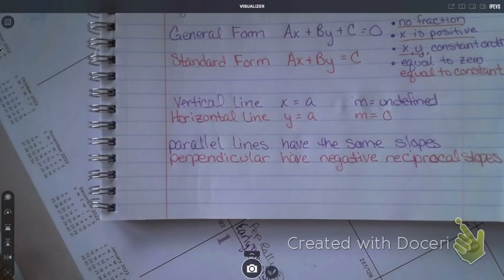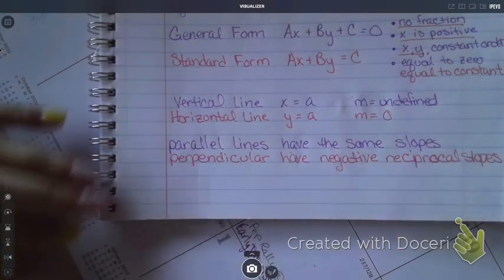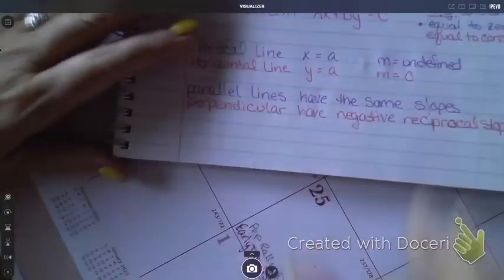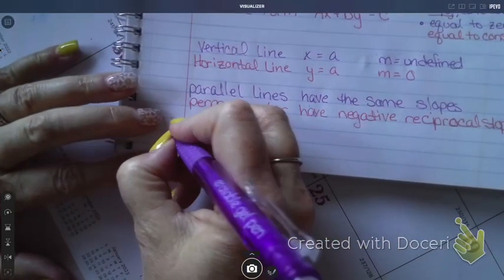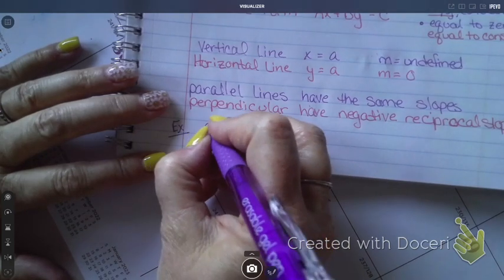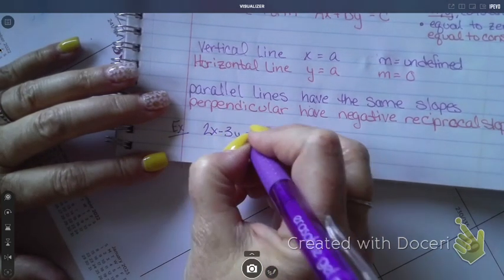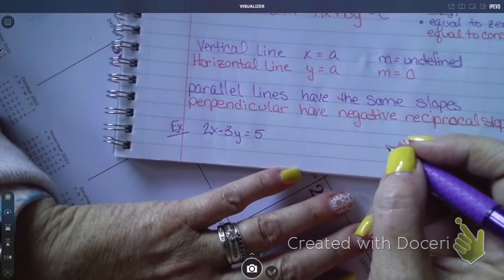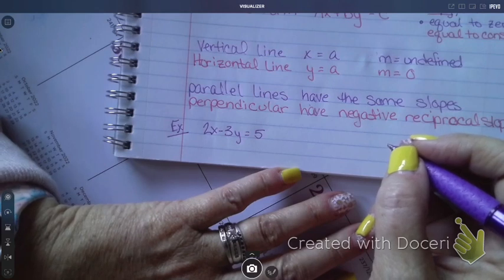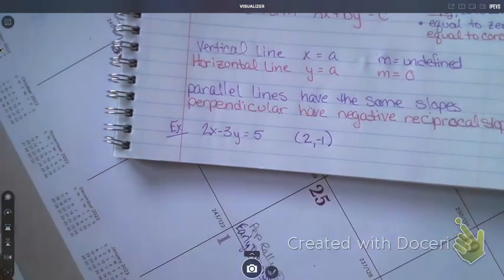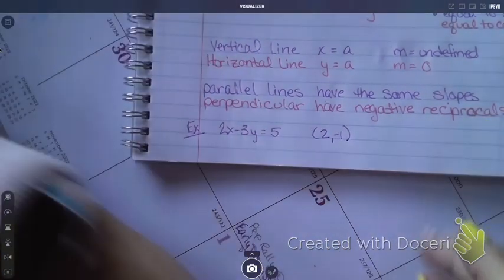Do you want an example of this? Yes. Okay. I'm going to do a good one for you. This one is 2x minus 3y equals 5. I want both parallel and perpendicular lines that go through (2, -1). I like this one. Why do you think I like this one? Because you have to do some stuff.